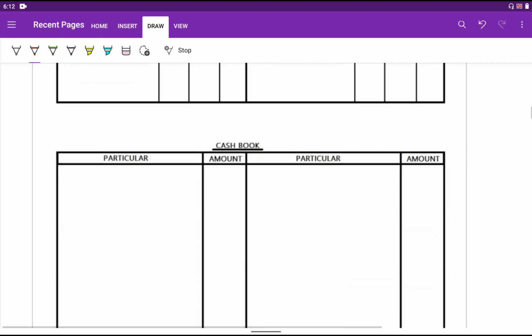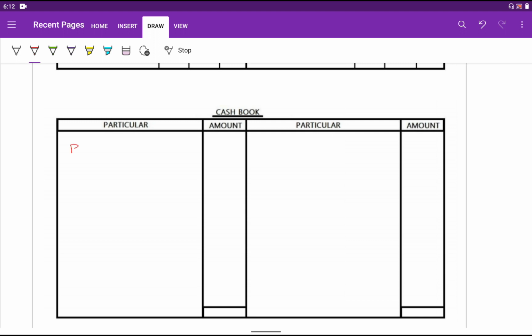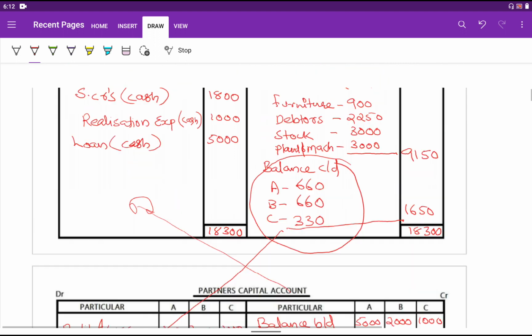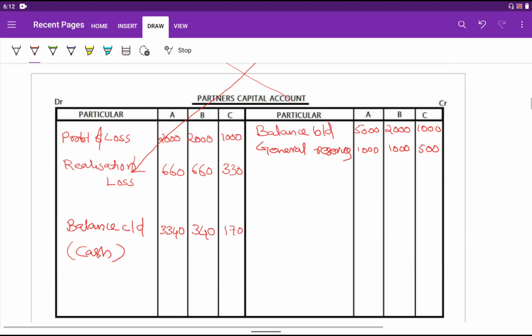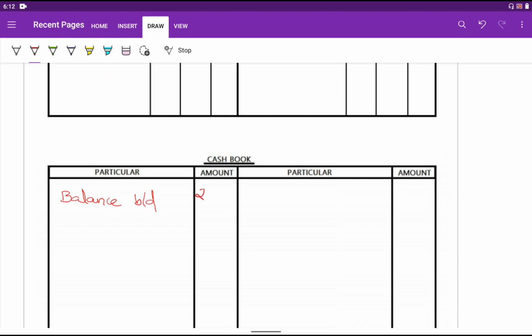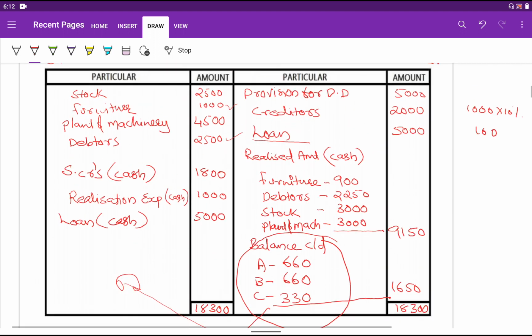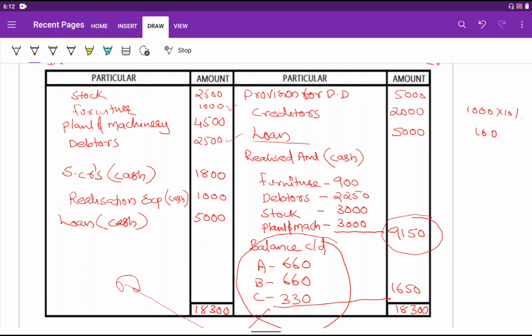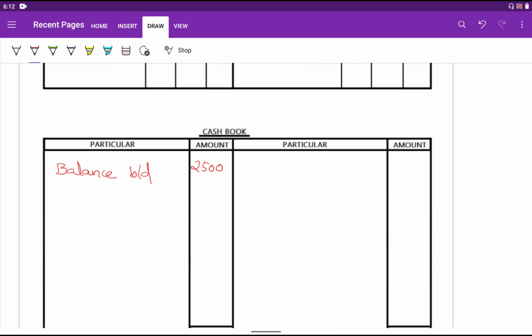Now the last step, we can do the cash book. First you want to note the opening balance of the cash book. Any balances are there. So what is the balance of the cash book? 2,500 is the balance of the cash book. And whatever money we received from realization, this 9,150 we received from the second hand market, that we will directly write into the cash book first on the debit side. That is the realized amount, 9,150.